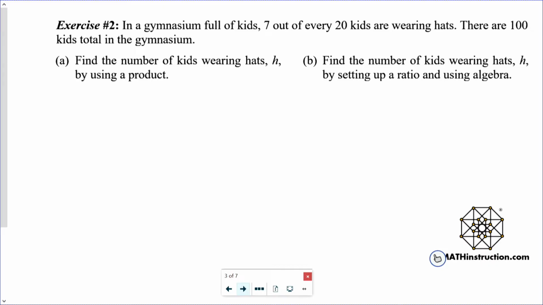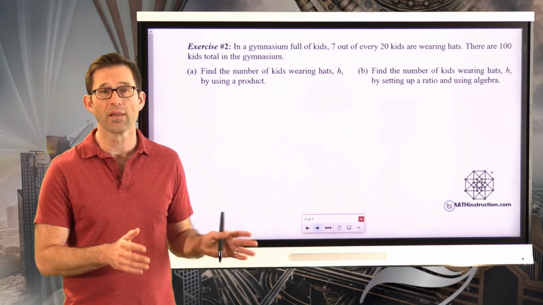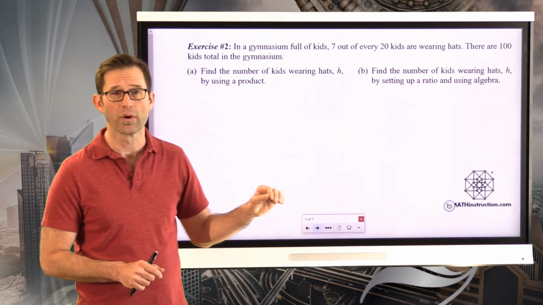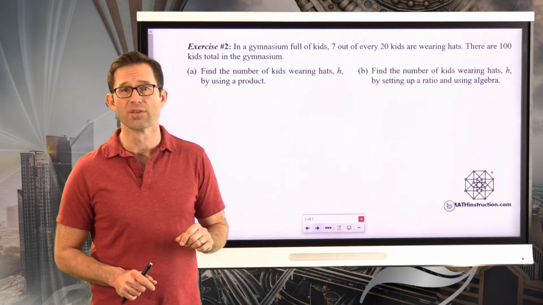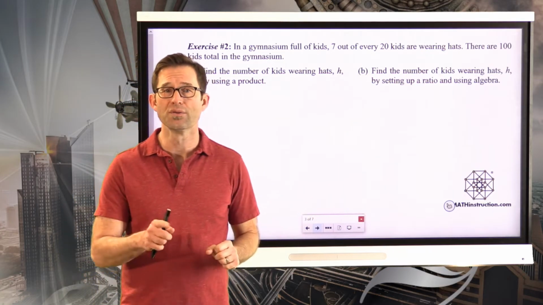Letter B asks us to find the number of kids wearing hats, H, by setting up a ratio and using algebra. So this is really exactly what we did in the last part of the last exercise, except we've actually reversed the order. In letter A, I'd like you to find the number of kids wearing hats by just using a product. In letter B, I'd like you to do it using algebra.